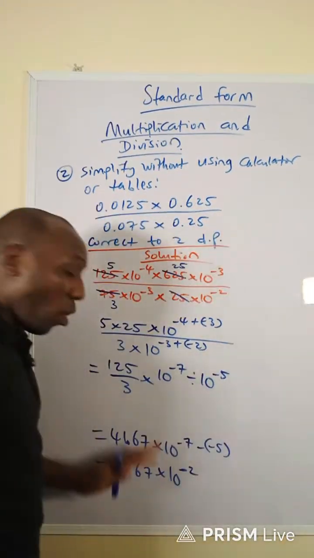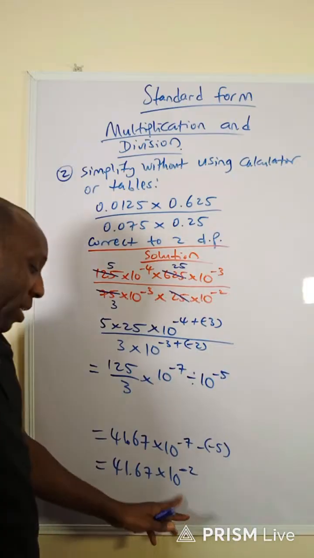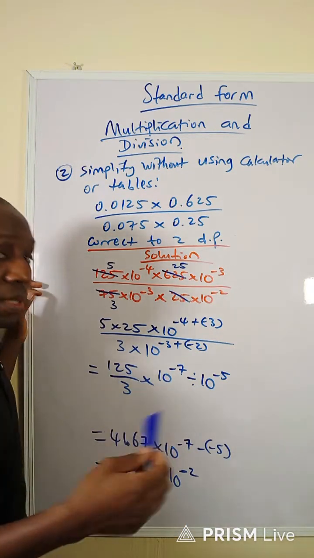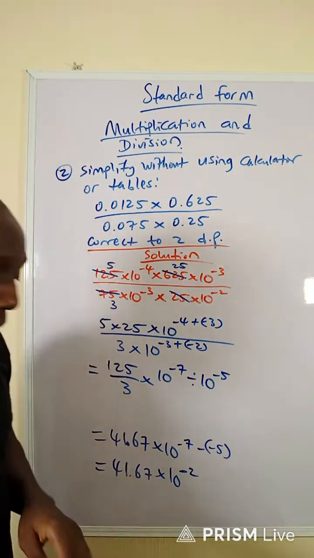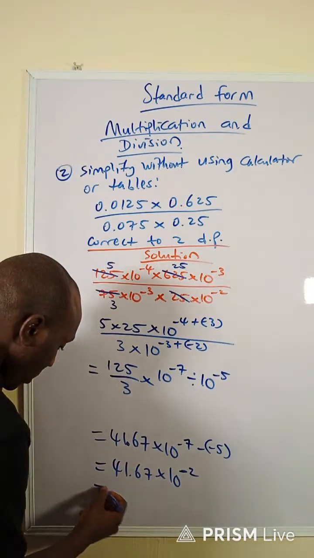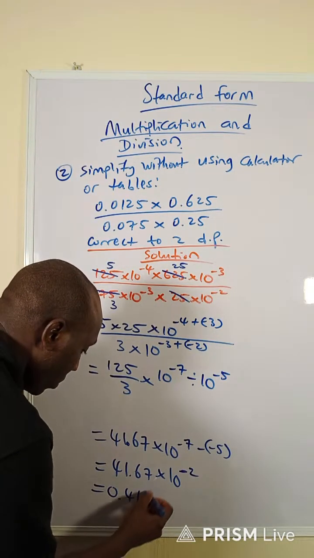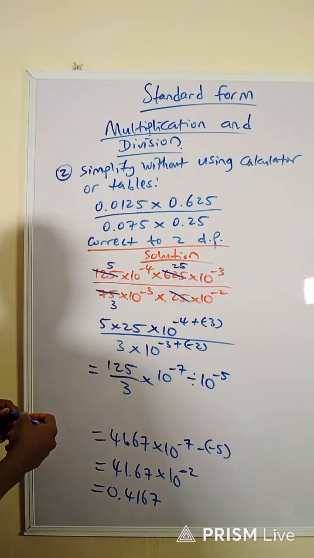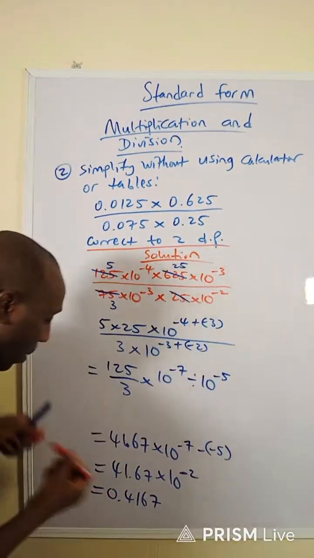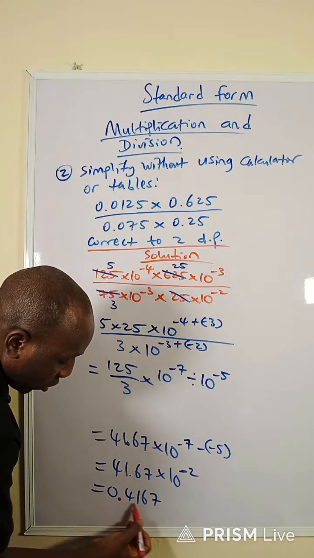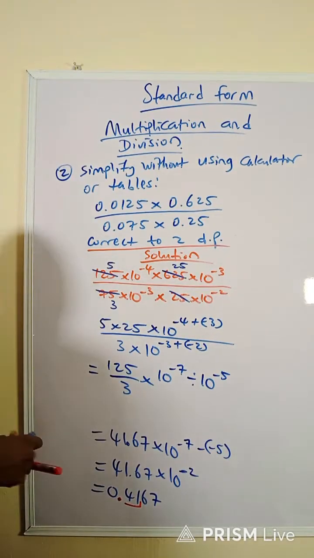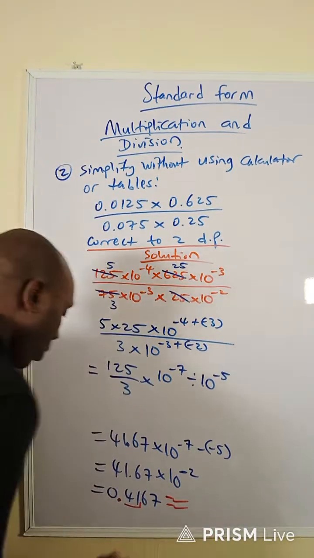So let's write this one as an ordinary number without the power of 10. Because we have minus 2 here, if you want to convert this to an ordinary number, this decimal point must be moved to the left 2 times. So you are going to have 1, 2. That will be 0.4167. Remember, they said to 2 decimal places. So when they say to 2 decimal places, you must have 2 digits after the decimal point. So you have to stop right here. So approximately, you are going to have what?